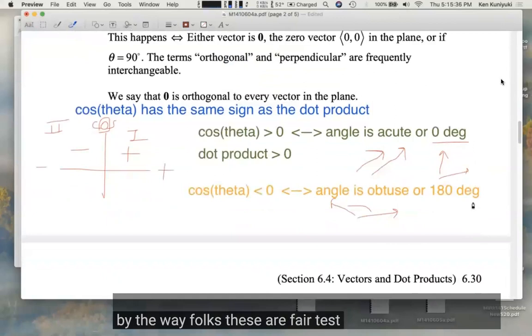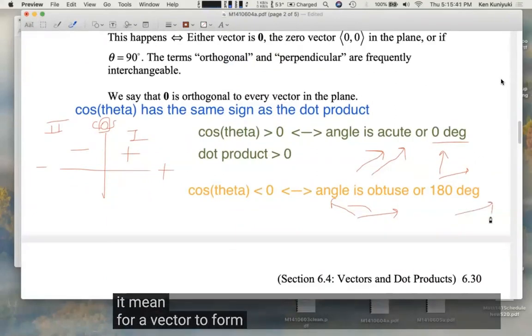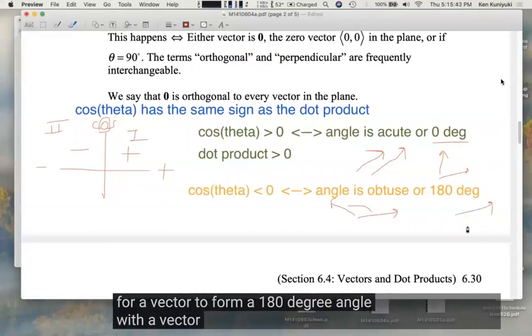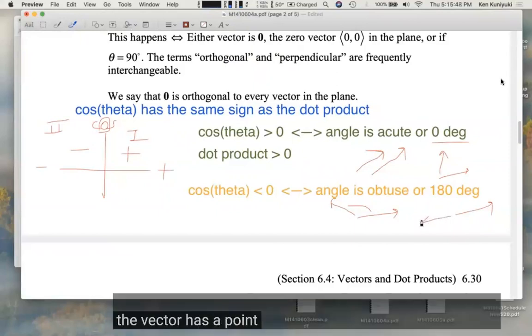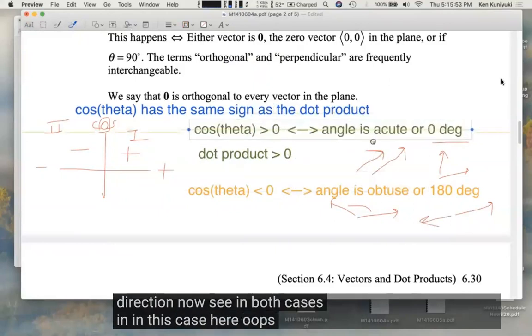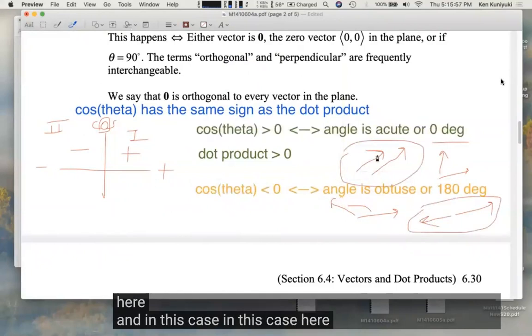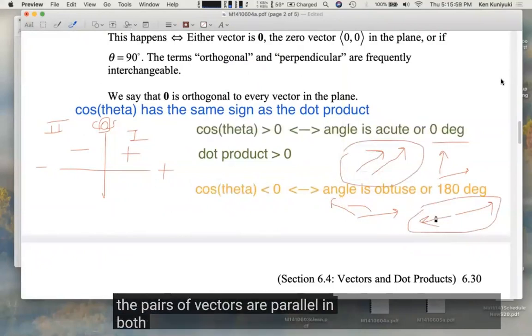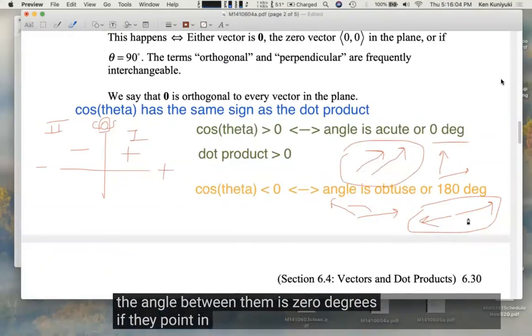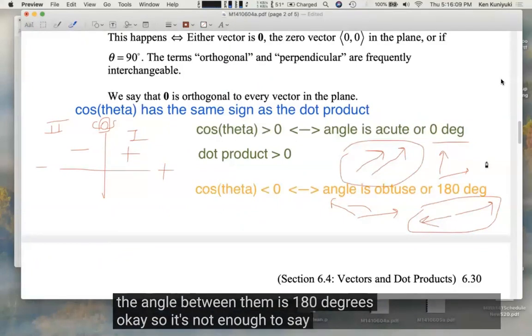By the way, folks, these are fair test questions, so pay attention. What does it mean for a vector to form a 180 degree angle with a vector like that? The vector has to point in the opposite direction. Now see, in both cases the pairs of vectors are parallel. If they point in the same direction, the angle between them is 0 degrees. If they point in opposite directions, the angle between them is 180 degrees, okay? So it's not enough to say that two vectors are parallel.